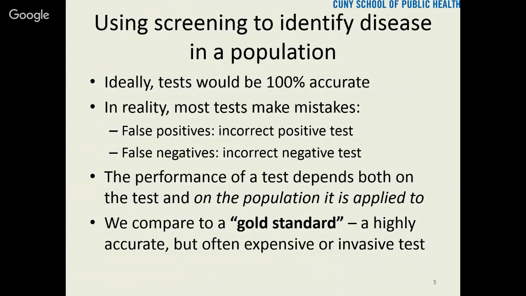That's bad enough. But the performance of the test depends not only on properties intrinsic to the test, but on the population that it is applied to. So the same test applied to a population with very low prevalence of the disease will have a different performance in terms of things we care about, like positive predictive value. If given a positive test, what is your probability that you really have the disease? It'll perform differently in a low prevalence population than in a high prevalence population.